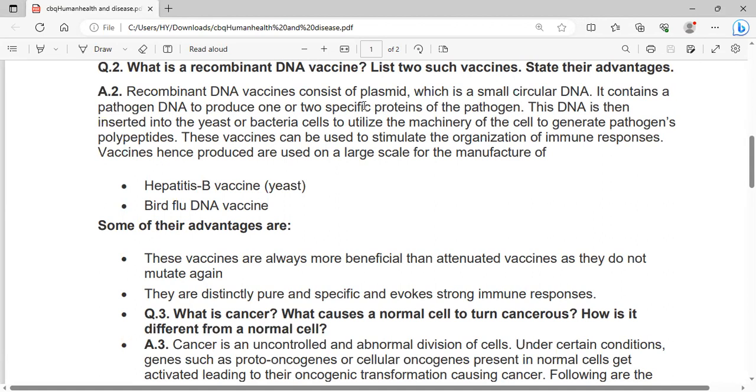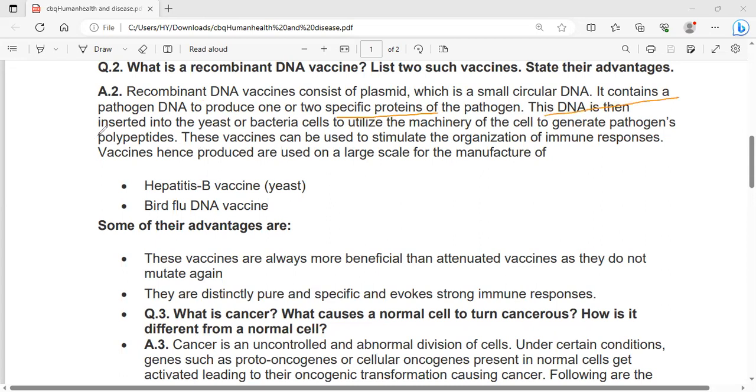Recombinant DNA vaccine consists of plasmids, which are small circular DNA. So it is the DNA containing vaccine. Therefore, recombinant DNA is the name given to the vaccine because it contains a small circular autonomously replicating DNA called plasmid. It contains a pathogen DNA to produce one or two specific proteins of the pathogen. So DNA vaccine contains the pathogen DNA, which is just producing two specific proteins of that pathogen.